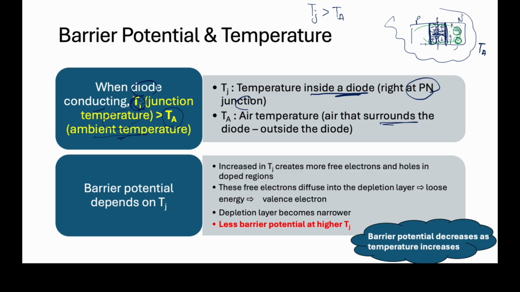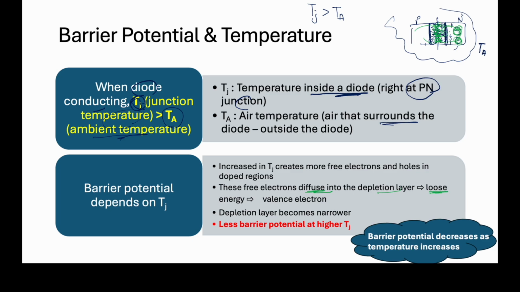All right, we will become aggressive. Same with the free electrons here, they will become aggressive. So when it becomes aggressive, what is going to happen? It will move aggressively, and when it moves aggressively, it will start to diffuse into the depletion layer and make the energy field that forms inside the depletion layer become loose.